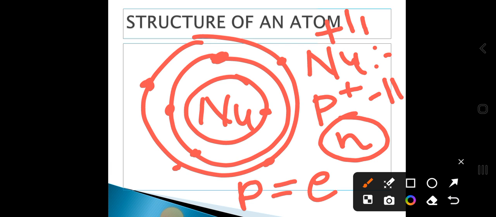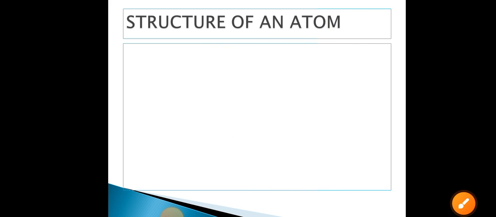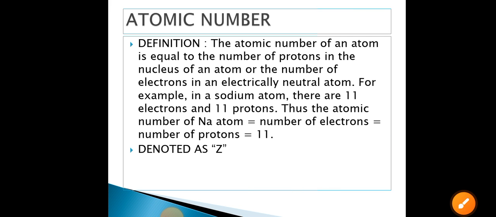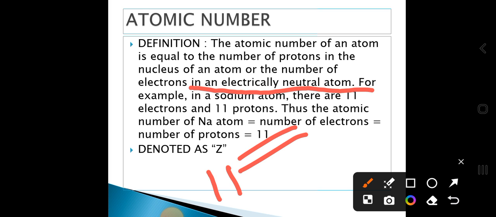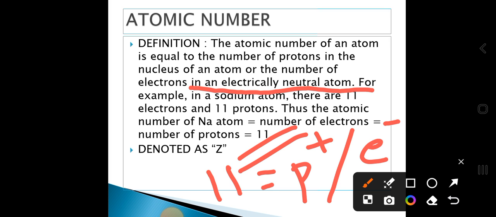So atomic number is the number of protons in the nucleus of an atom, or the number of electrons in an electrically neutral atom. For example, sodium: what is the atomic number? Atomic number is 11. What is it denoting? It is telling me that the number of protons in sodium is 11, and also the number of electrons, denoted as E minus because electrons have a negative charge, is 11, right students?